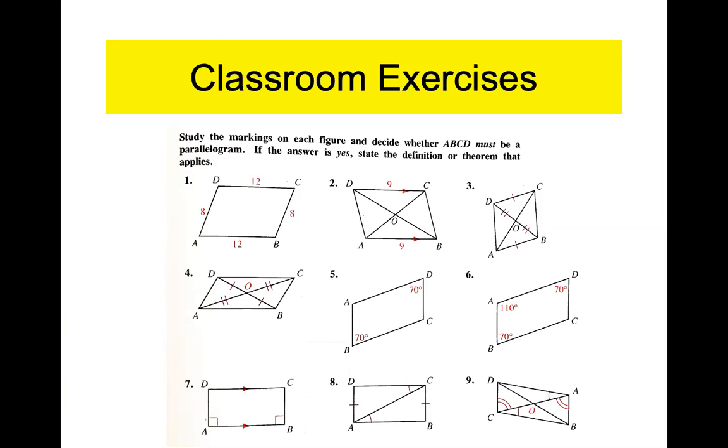McKinley, number 4. Would it be theorem 5-6? What does 5-6 say? Both pairs of opposite angles of a quadrilateral are congruent. Where do you see angles on that one? So which one is it? Theorem 5-7. Read it. If the diagonals of a quadrilateral bisect each other, then the quadrilateral is a parallelogram. That's what it looks like.